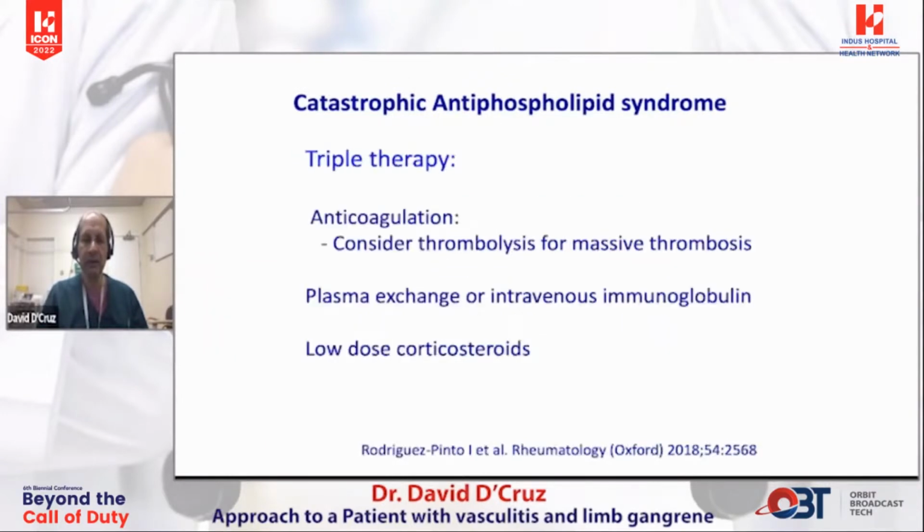For the current treatment, there are no trials in this area, but triple therapy is now the treatment of choice for catastrophic antiphospholipid syndrome: intense anticoagulation, consider thrombolysis for massive thrombosis, plasma exchange or intravenous immunoglobulins depending on availability, and low-dose corticosteroids. In patients with lupus and catastrophic APS, one could consider cyclophosphamide.